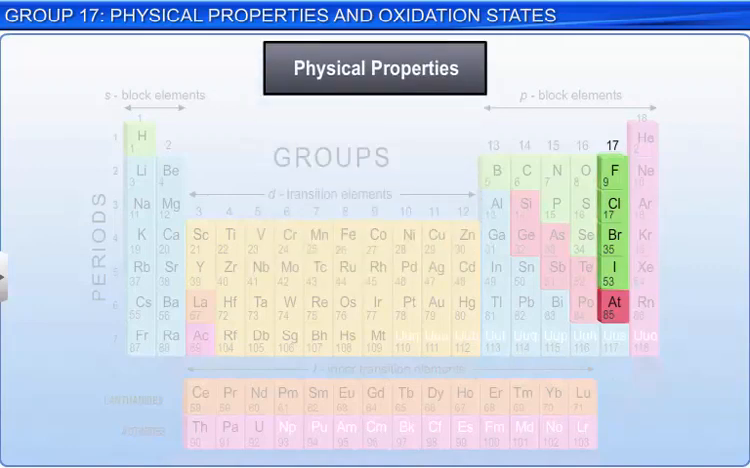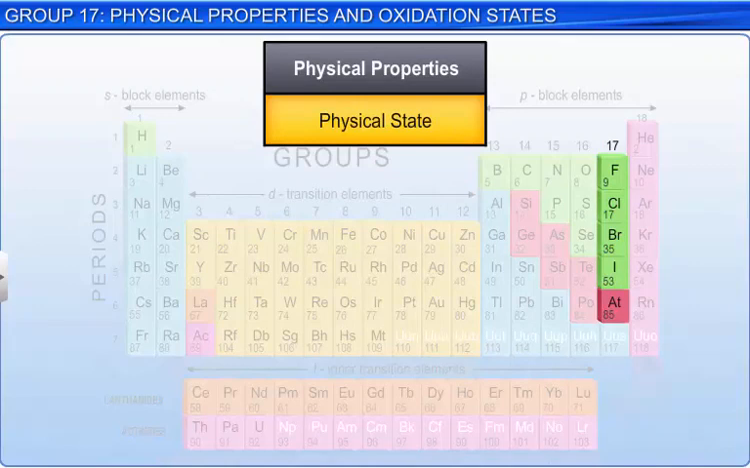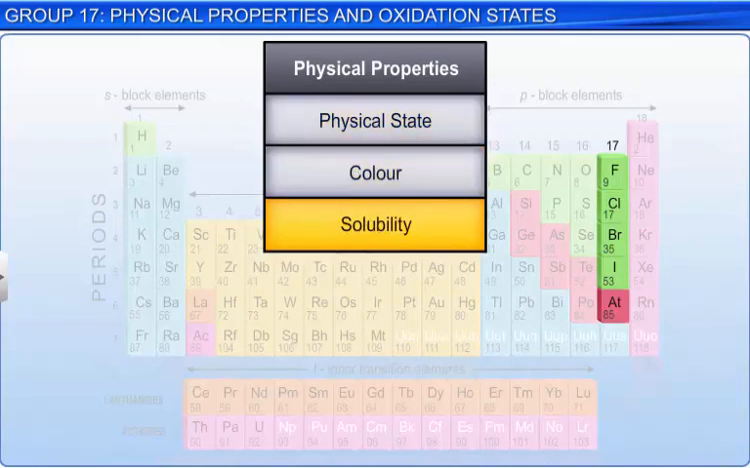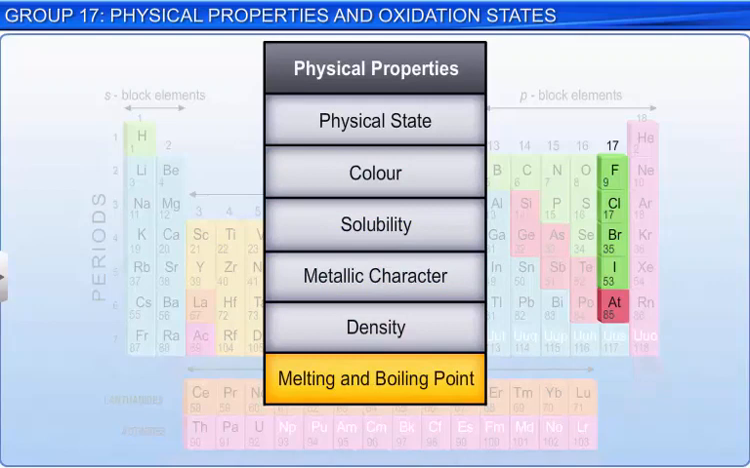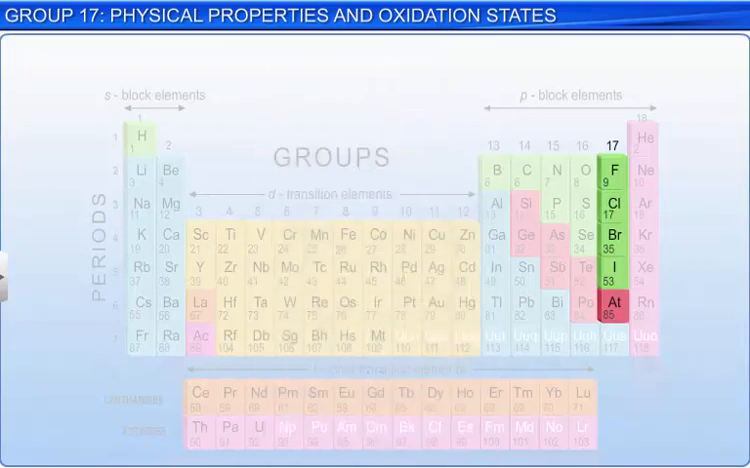Physical properties include physical state, color, solubility, metallic character, density, melting and boiling point, and bond dissociation energy. Let us look at each in turn.